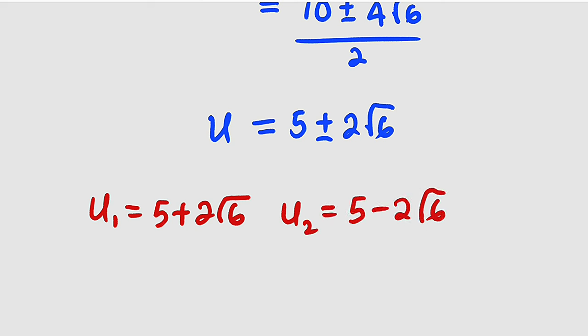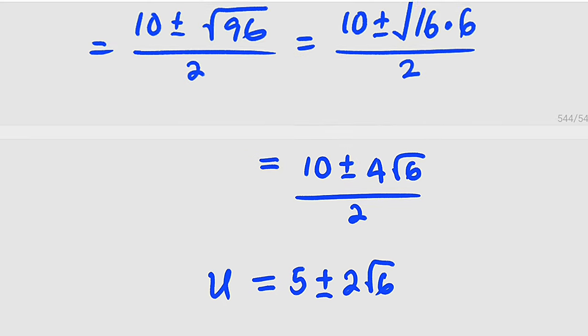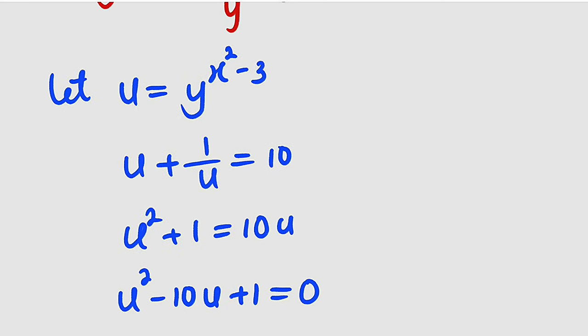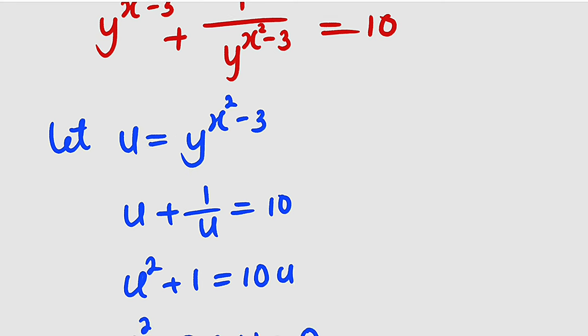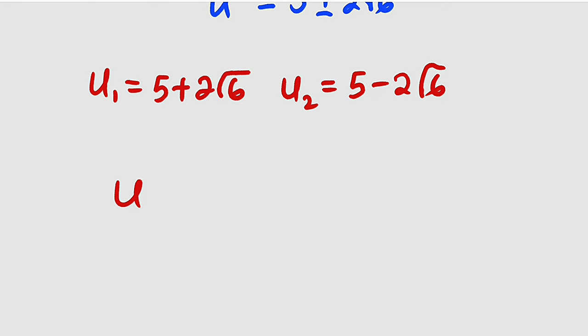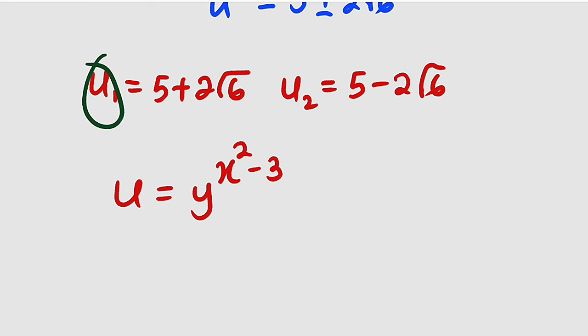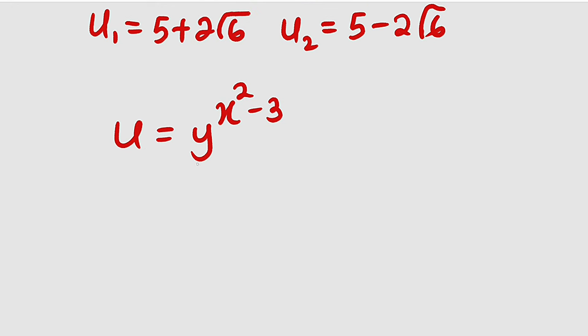So we have two values of u, and we are going to back substitute. What is the value of u? Remember, we let u be equal to y to the power of x squared minus 3. So we are going to substitute the value of y and the value of u at the same time. Let's start with u1, and u2 is also the same thing, y to the power of x squared minus 3.